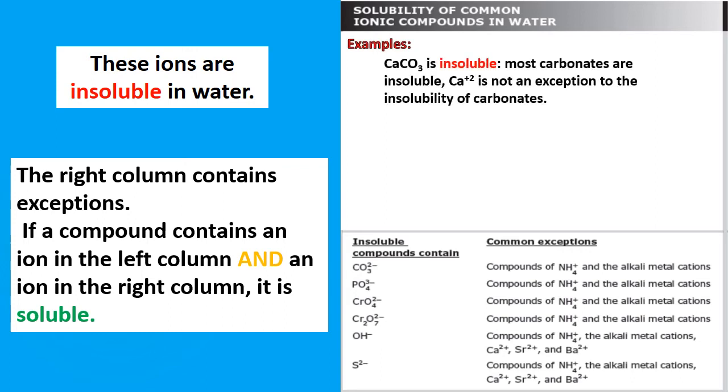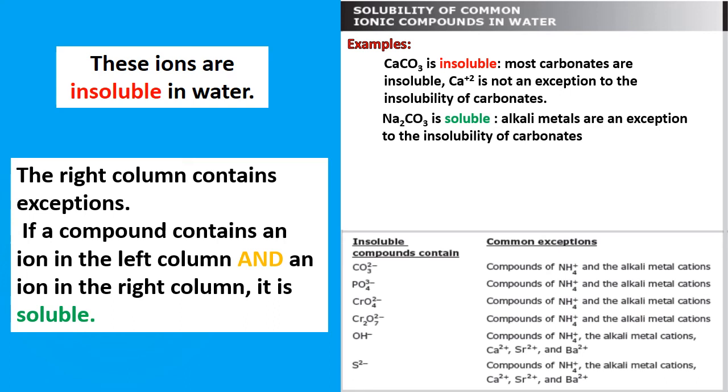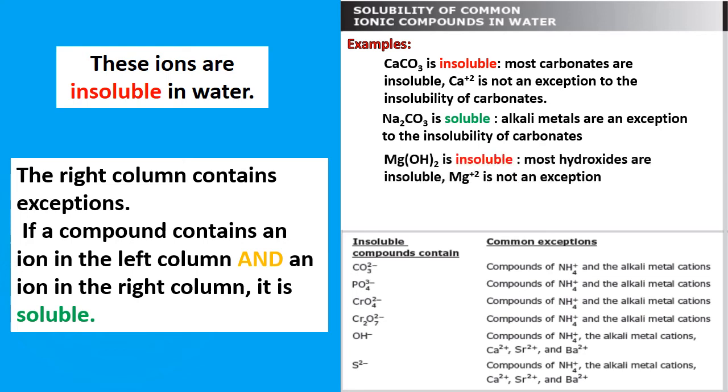Calcium carbonate is insoluble. Why is it insoluble? Carbonates are normally insoluble. Then we look at our common exceptions. The common exceptions are alkali metals. Calcium is an alkaline earth metal, so that is not one of the exceptions. So calcium carbonate is insoluble. Sodium carbonate is soluble because alkali metals are an exception to the insolubility of carbonates. Remember, sodium is in group 1, that's why it's an alkali metal.